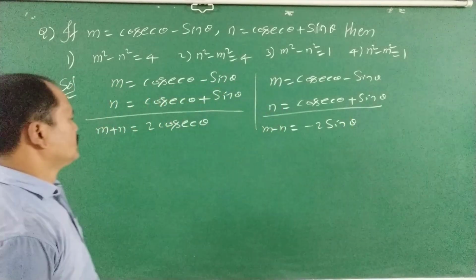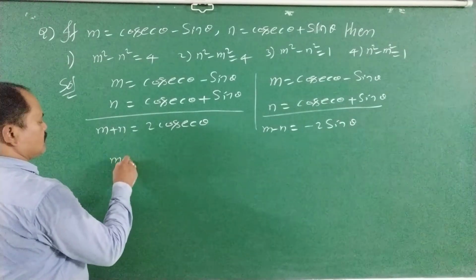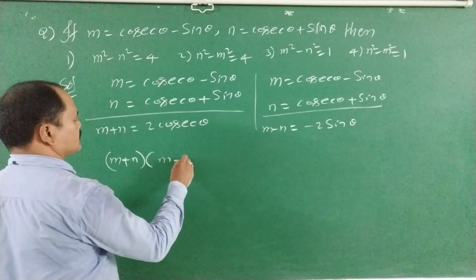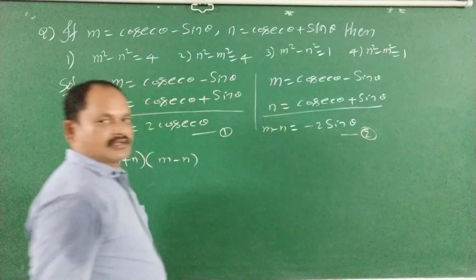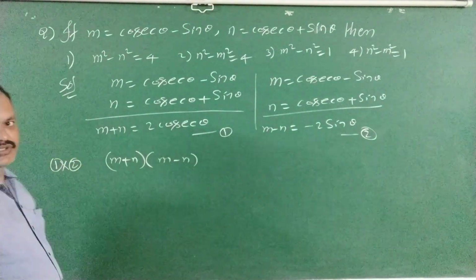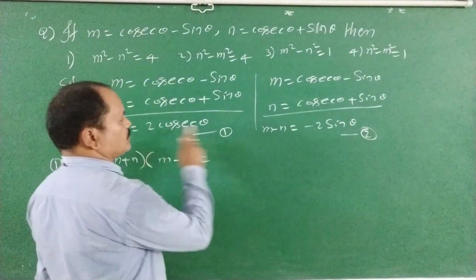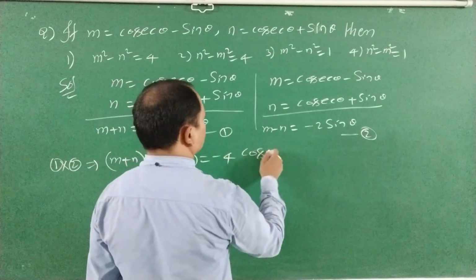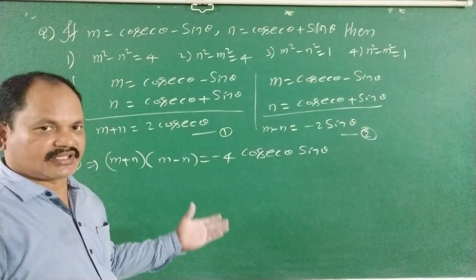That's all. Now we have to find the product of these two, m plus n into m minus n. So this is taken as 1 and this is taken as 2. Now the product of them gives 2 into minus 2, minus 4, cosecant theta into sin theta. Actually, cosecant theta is 1 by sin theta.